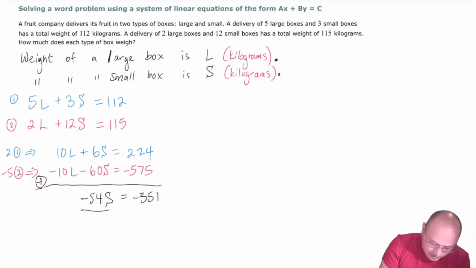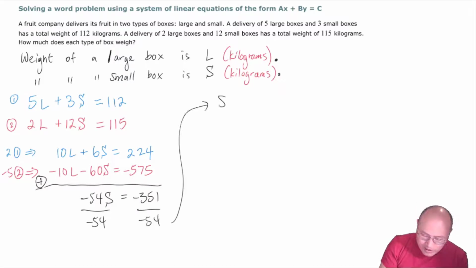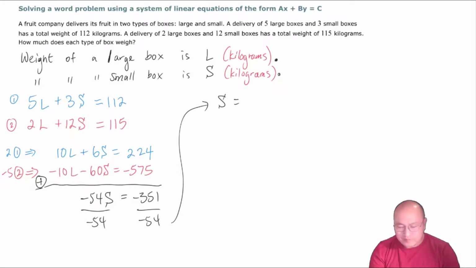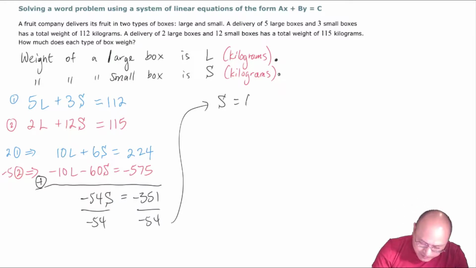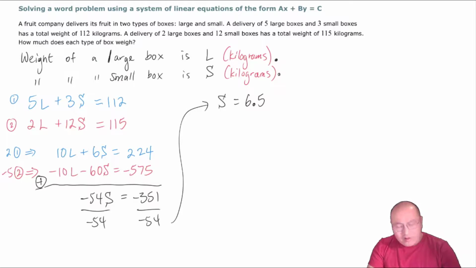And since negative 54 is not 0, we're going to divide both sides by negative 54 so that we could get the weight of a small box. So 351 divided by 54, we get 6 1/2. Why don't we find L? How can we find L? Many ways to do that.